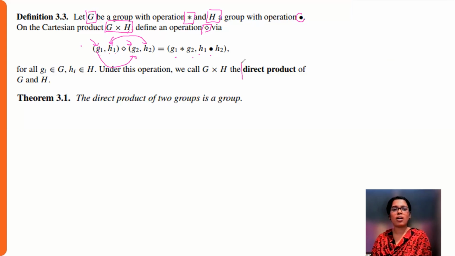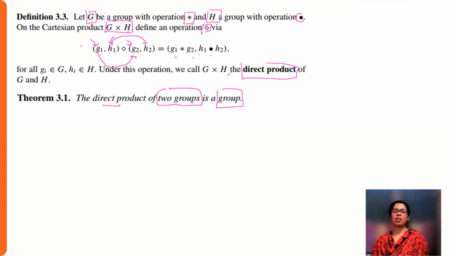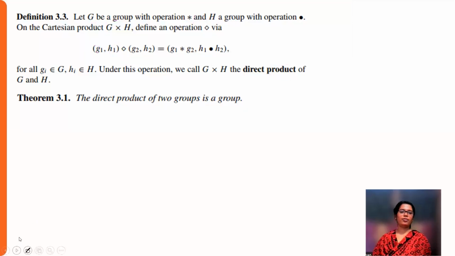This group is also known as the direct product. Now, till now we are not sure whether the direct product is a group or not. But if we check all the properties, we can say that if we take the direct product of any two groups, the resultant set will also be a group. Okay. Now let's move to the next property.